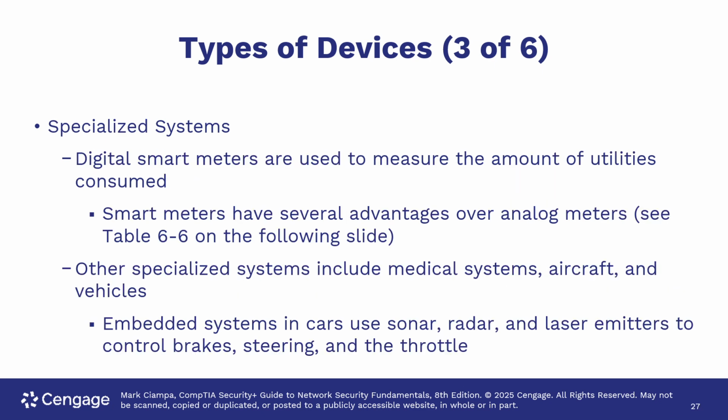You have specialized systems. Digital smart meters are used to measure the amount of utilities consumed. Smart meters have several advantages over analog meters. Other specialized systems include medical systems, aircraft, and vehicles. The embedded systems in cars use things like sonar, radar, laser emitters to control things like brake, steering, and the throttle.